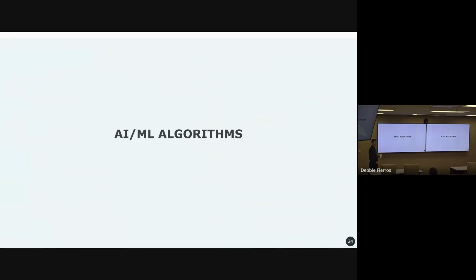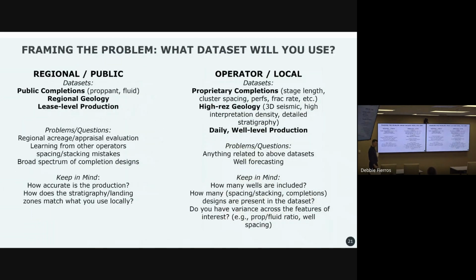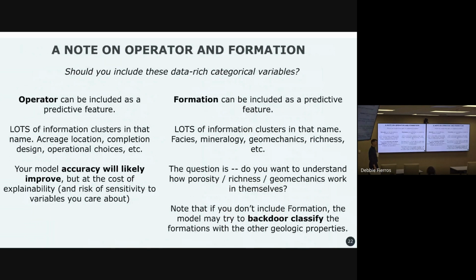Okay, any questions so far? So when you were talking a few slides back about the operator and formation, the pitfalls there. Is it just as simple as, maybe you've already done it, like do you run it once with, once without, just to see how much divergence you're having?